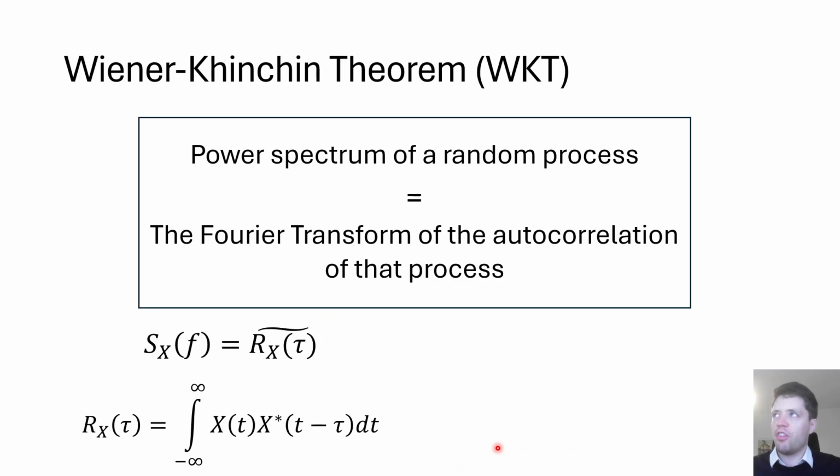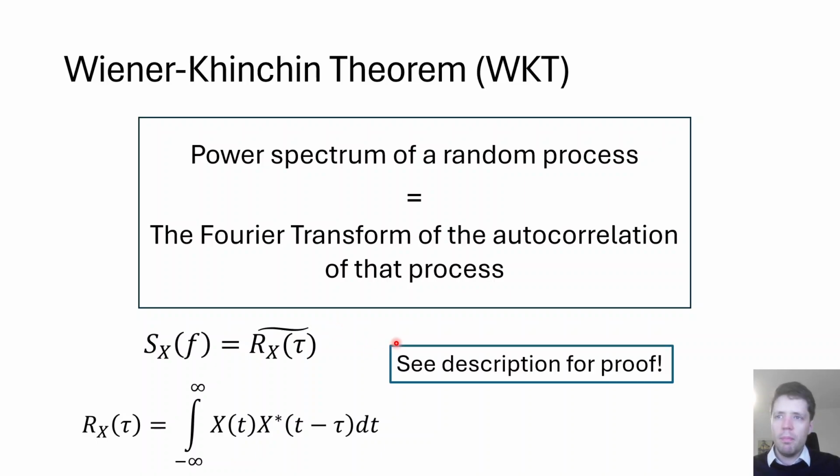It turns out the answer is yes, and we need something called the Wiener-Khinchin theorem in order to show that. Essentially, it states that the power spectrum of a random process, which is what we're interested in finding, is equal to the Fourier transform of the autocorrelation of that process. And you can see the same thing written down here in math with integrals and Fourier transforms. Now, there is a proof of this theorem in the description. I'm not going to go through it at the moment. I'm just going to give you an intuitive picture of why this might make sense.